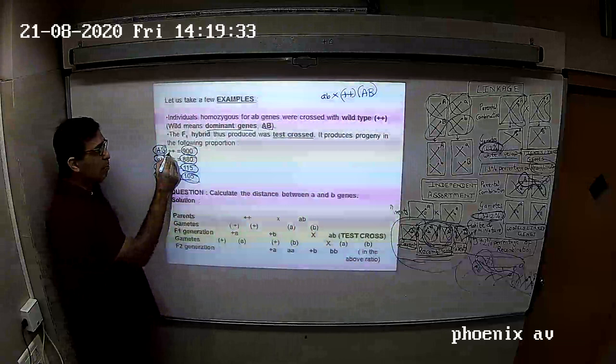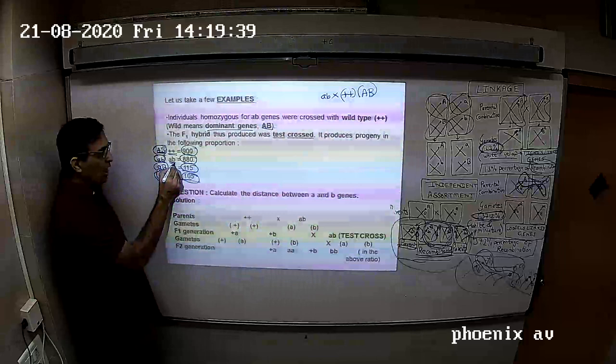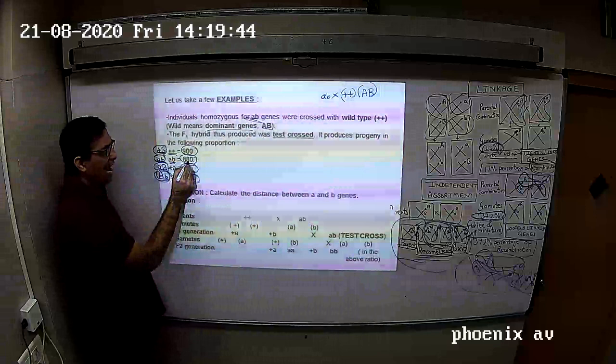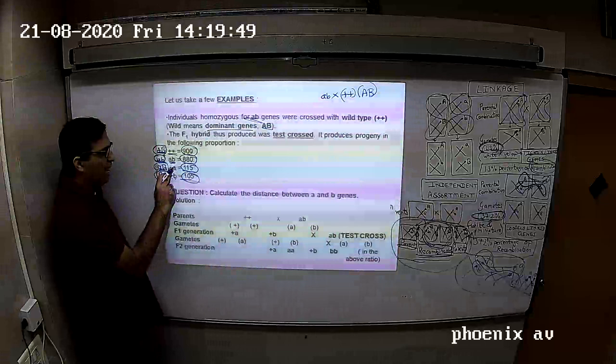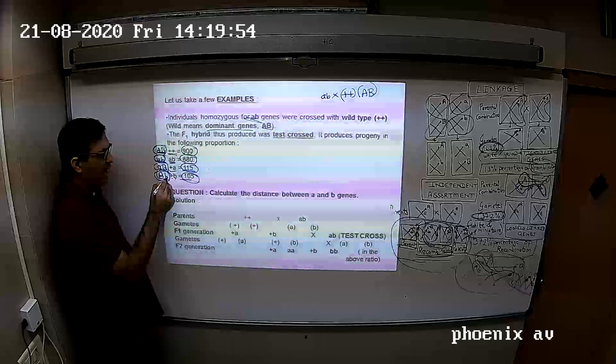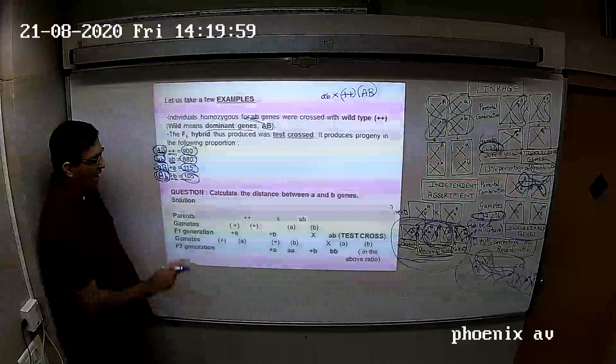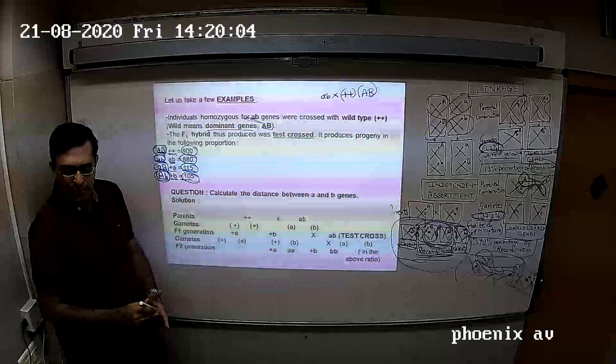So, which are the parents? Plus plus, or capital A, capital B, 900. Small a, small b, parent, 880. Small a, capital B, which is written as plus A, 115, recombinant. Capital A, small b, which is written as plus b, plus small b, 105. Calculate the distance between small a and small b, g.